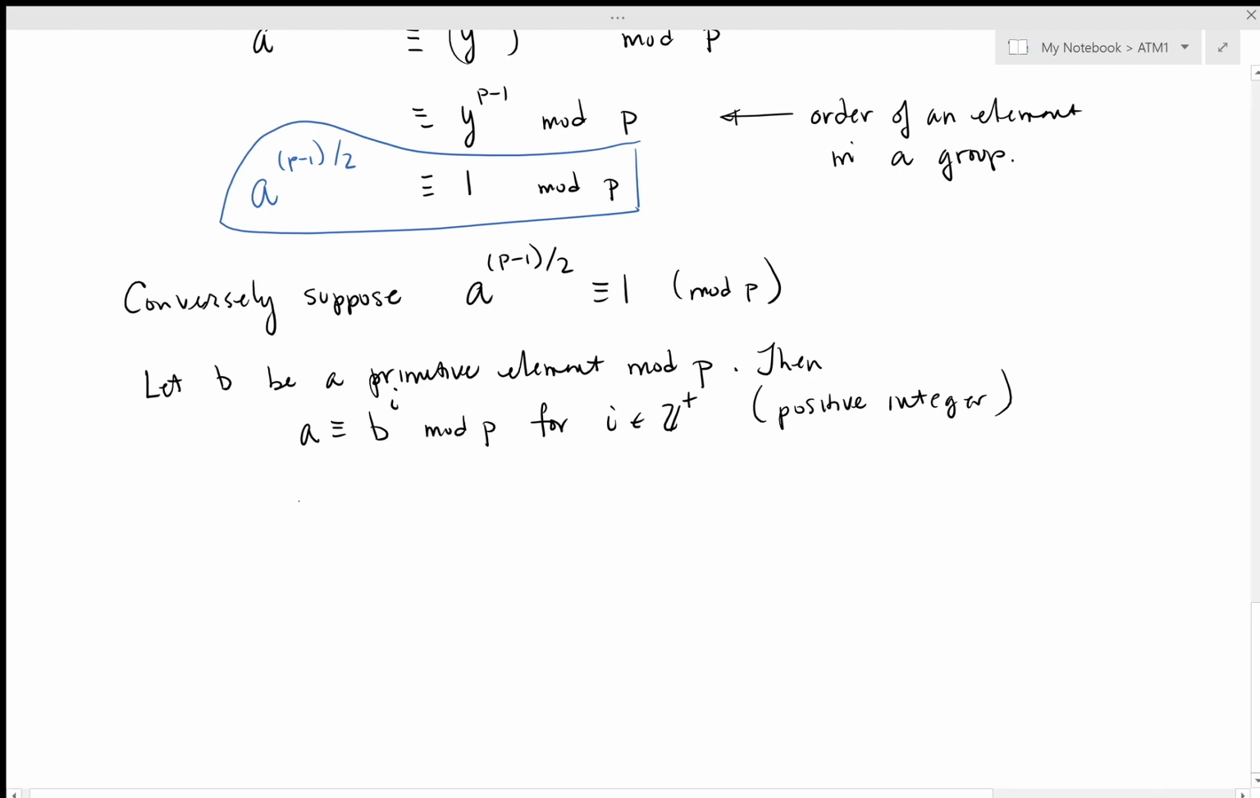Okay, so that means that A to the (P minus 1)/2 is congruent to B to the I times (P minus 1)/2 mod P. Okay, and B has order P minus 1, it's primitive.